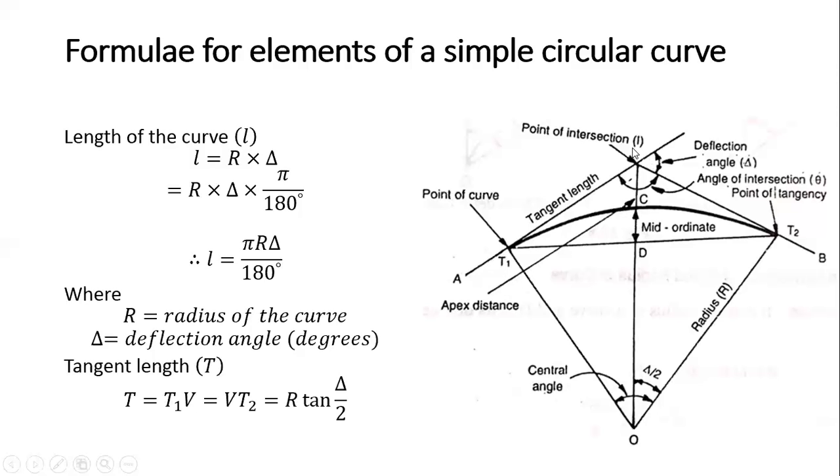So T1V, in some books it is written by V, or in some books it is written by I here. Both are the same. T1V, this tangent length from here to here, is equal to T2I or T2V. So this is my T, capital T, is equal to R, from here to here, so R tan of delta by 2. So this is the formula for calculating the tangent.